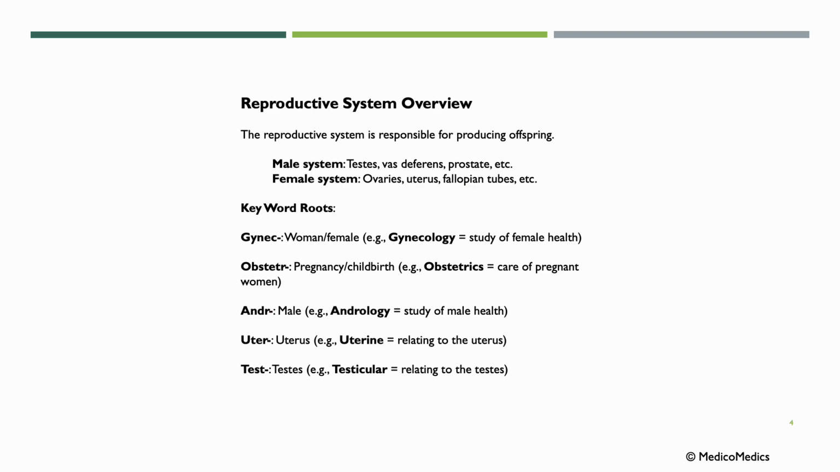So let's begin with the reproductive system then. The reproductive system is responsible for producing offspring. When we talk about the male system, we talk about, for example, the testes, the vas deferens, the prostate, etc. When we talk about the female reproductive system, we're talking about ovaries, uterus, fallopian tubes, etc.